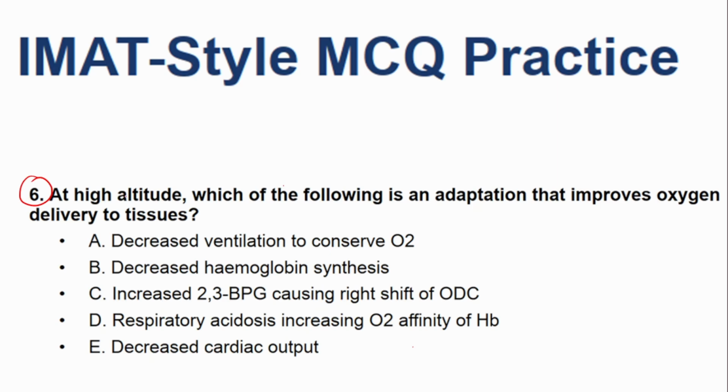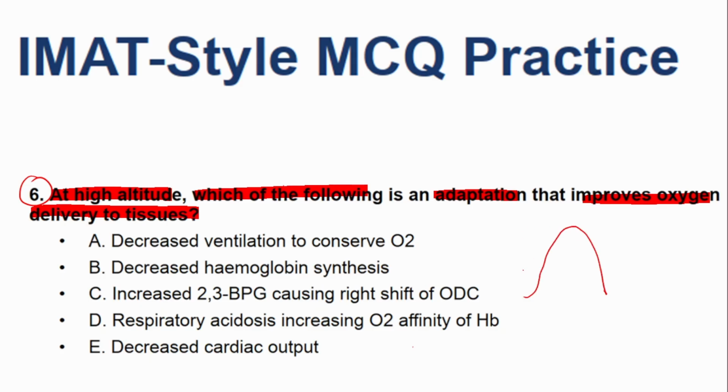Now we'll leave the cellular structure of the lungs behind and scale new heights, literally. The question asks, at high altitude, which of the following is an adaptation that improves oxygen delivery to tissues? Let's examine how the human body masterfully copes with a low oxygen environment. When you travel to a high altitude, let's say over a mountain, the atmospheric pressure drops, meaning there are fewer oxygen molecules available with every breath.